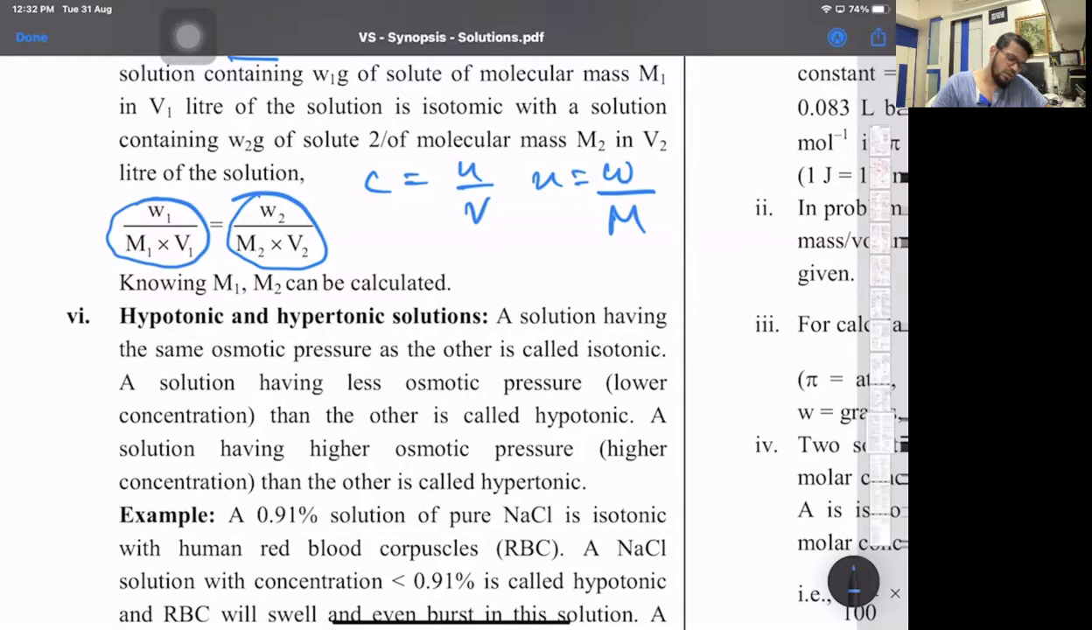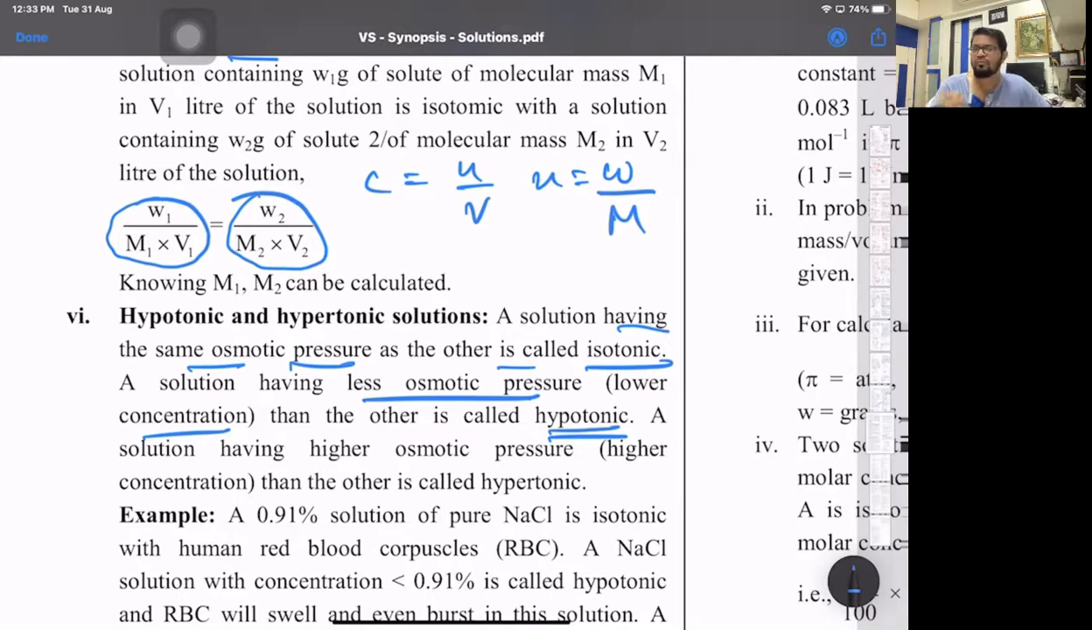Let's put this example. A solution having the same osmotic pressure as that of the other is isotonic. A solution having less osmotic pressure, that is lower concentration than the other, is called hypotonic. Catch carefully. If I say water enters the blood cells, then water is hypotonic with respect to the blood cells because water doesn't have any solute. Water will have less osmotic pressure because it's pure water. So water has low osmotic pressure as compared to the other. So water is hypotonic with respect to the blood cells.